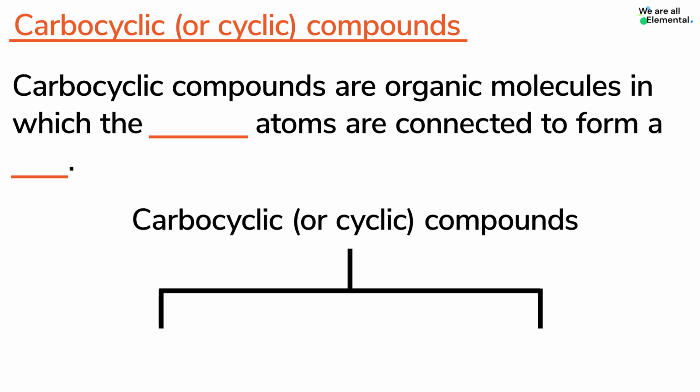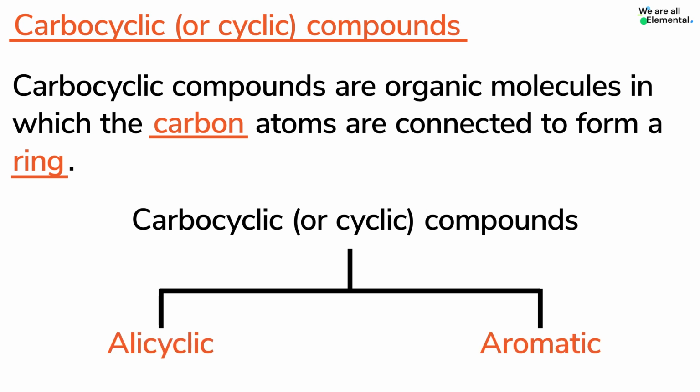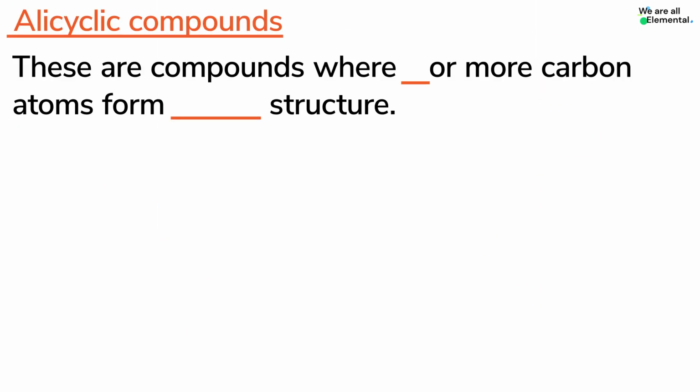Here's how we name cyclic compounds. Carbocyclic or cyclic compounds are organic molecules in which carbon atoms are connected to form a ring. There are 2 types of cyclic compounds, alicyclic and aromatic. Alicyclic compounds are where 3 or more carbon atoms form a ringed structure. So here are some examples of cycloalkanes, alkenes, and alkynes.